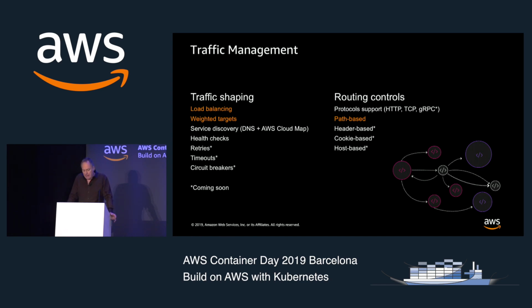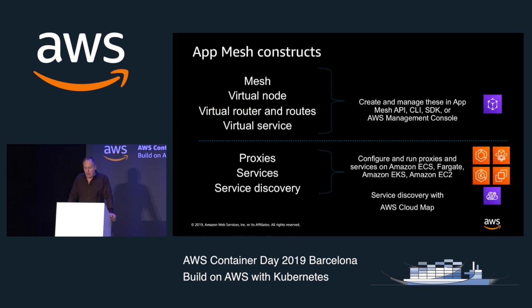So you get load balancing, you get weighted targets, and the whole thing is path-based. That's the typical examples that we can do right now. The one with the asterisks are the ones that are coming. Now, since it's not using Istio, also the concepts and the constructs are slightly different.